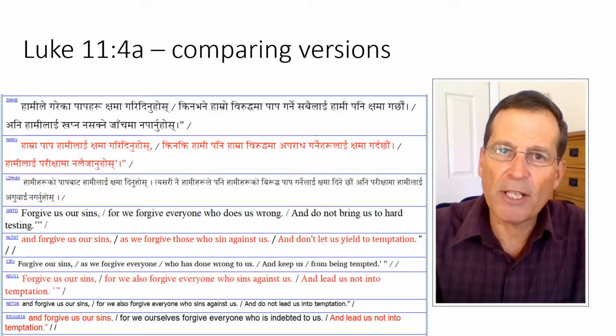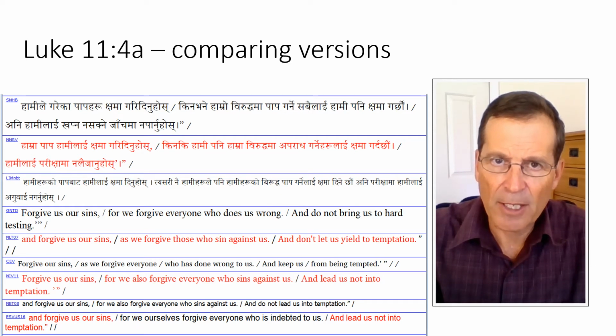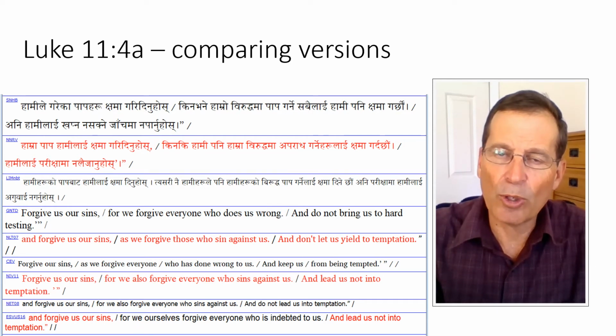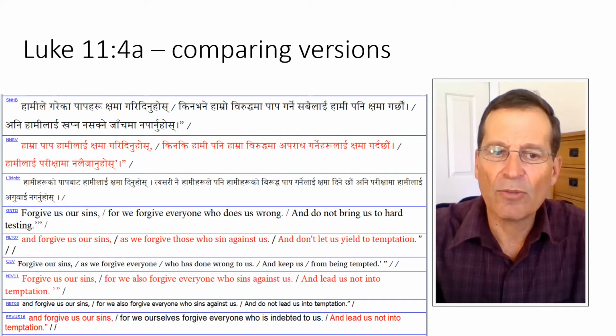The first thing we need to do is compare this in different versions. So once again, we have the three Nepali versions at top, and you can read those, or read in a national language version in your country. GNT says, "Forgive us our sins, for we forgive everyone who does us wrong."